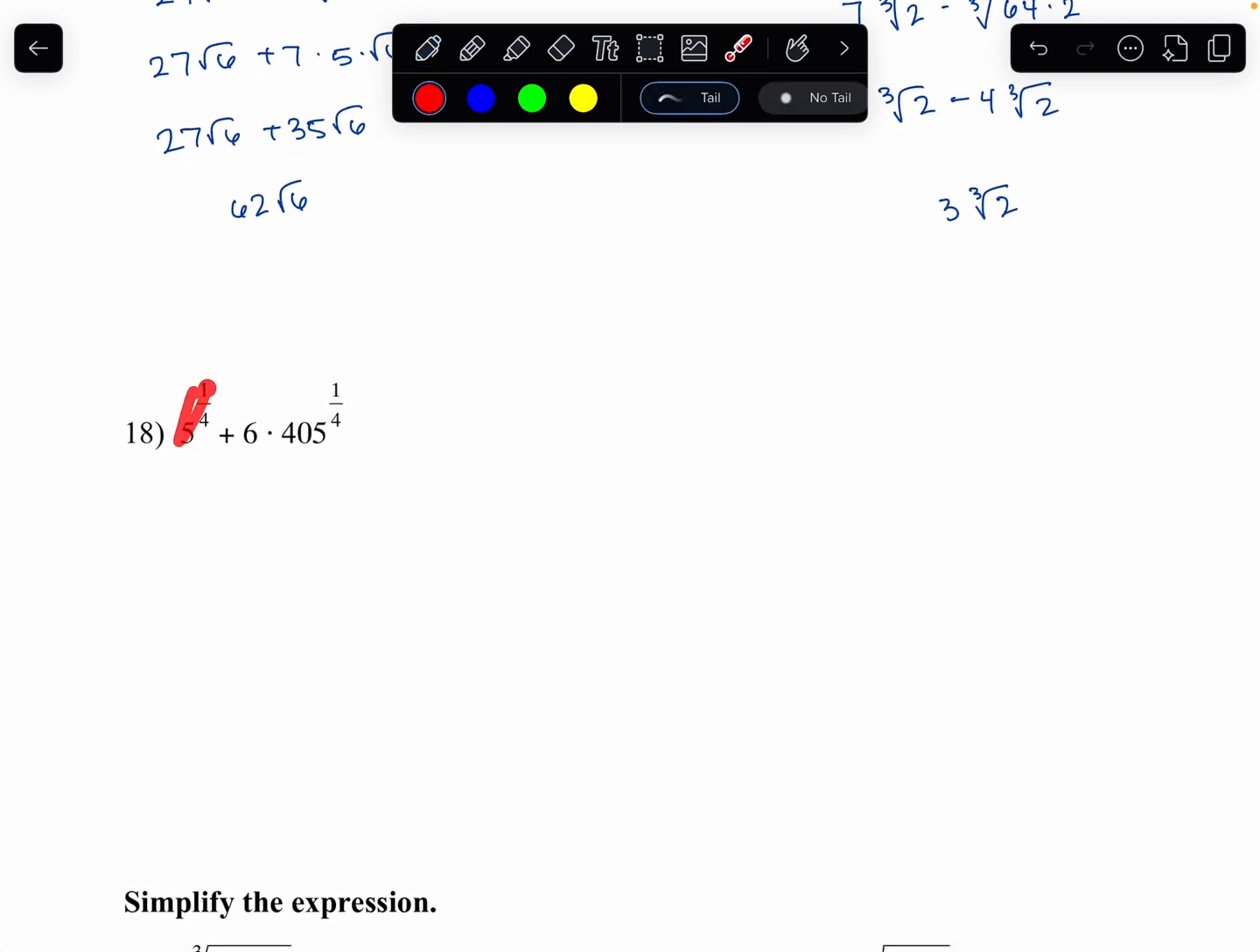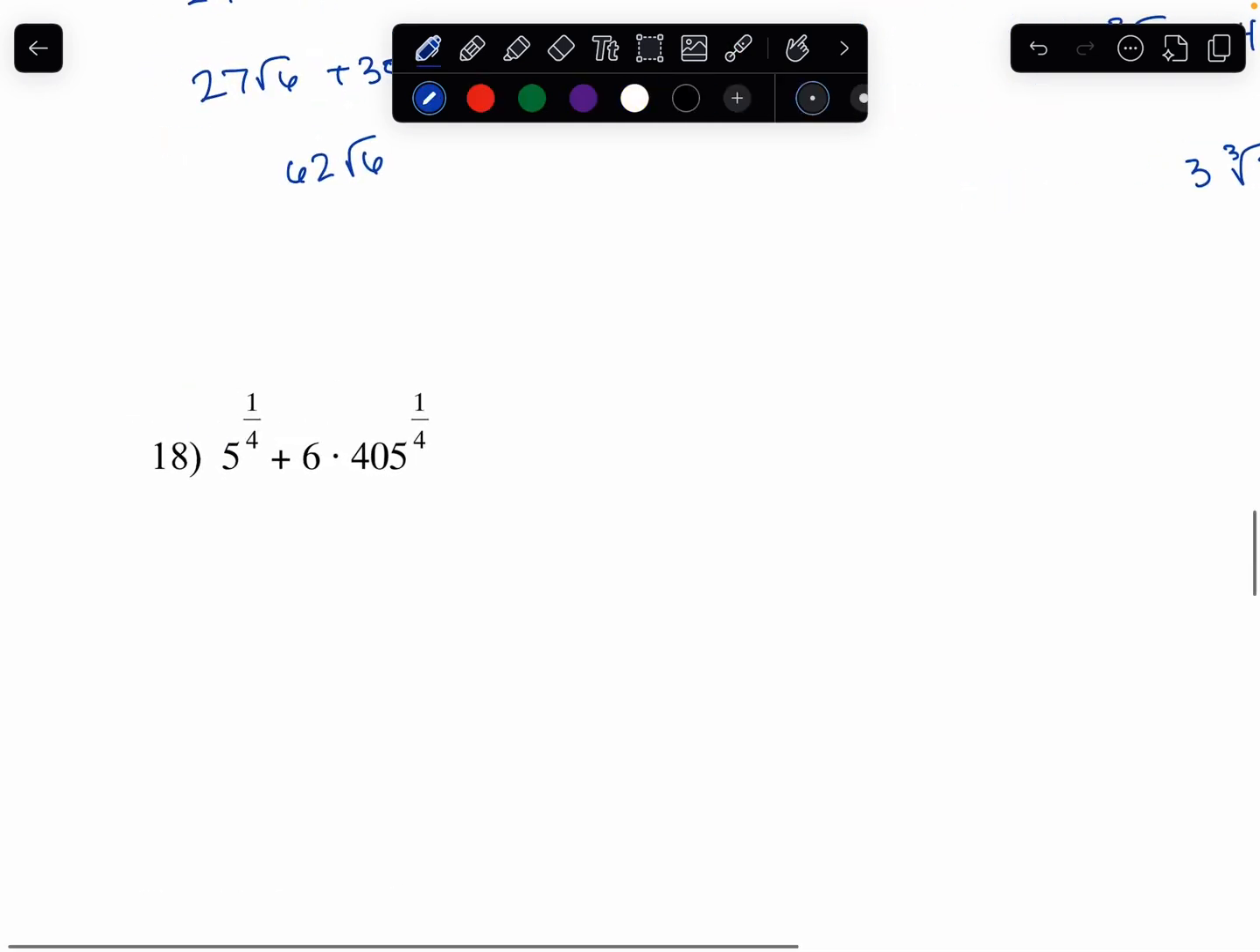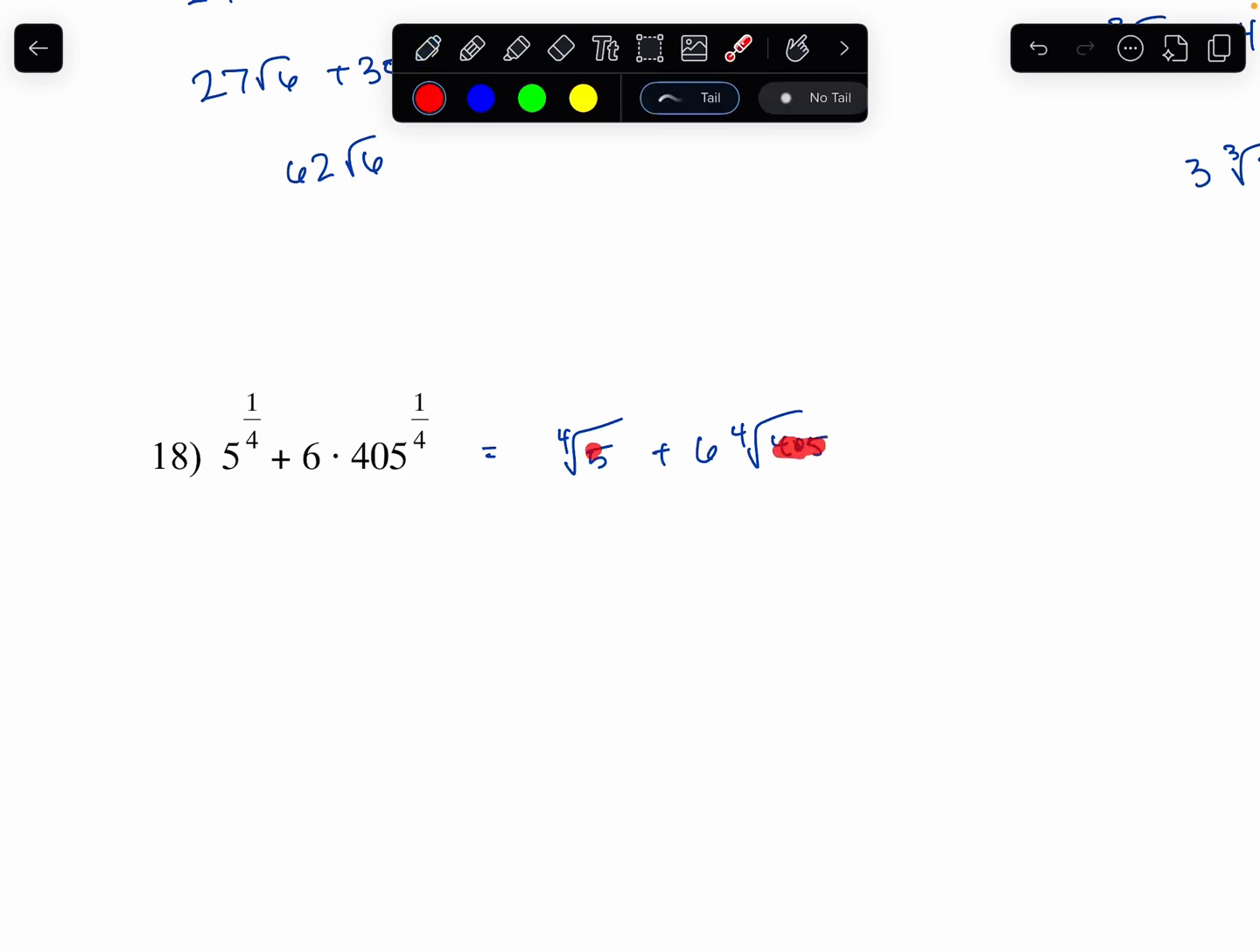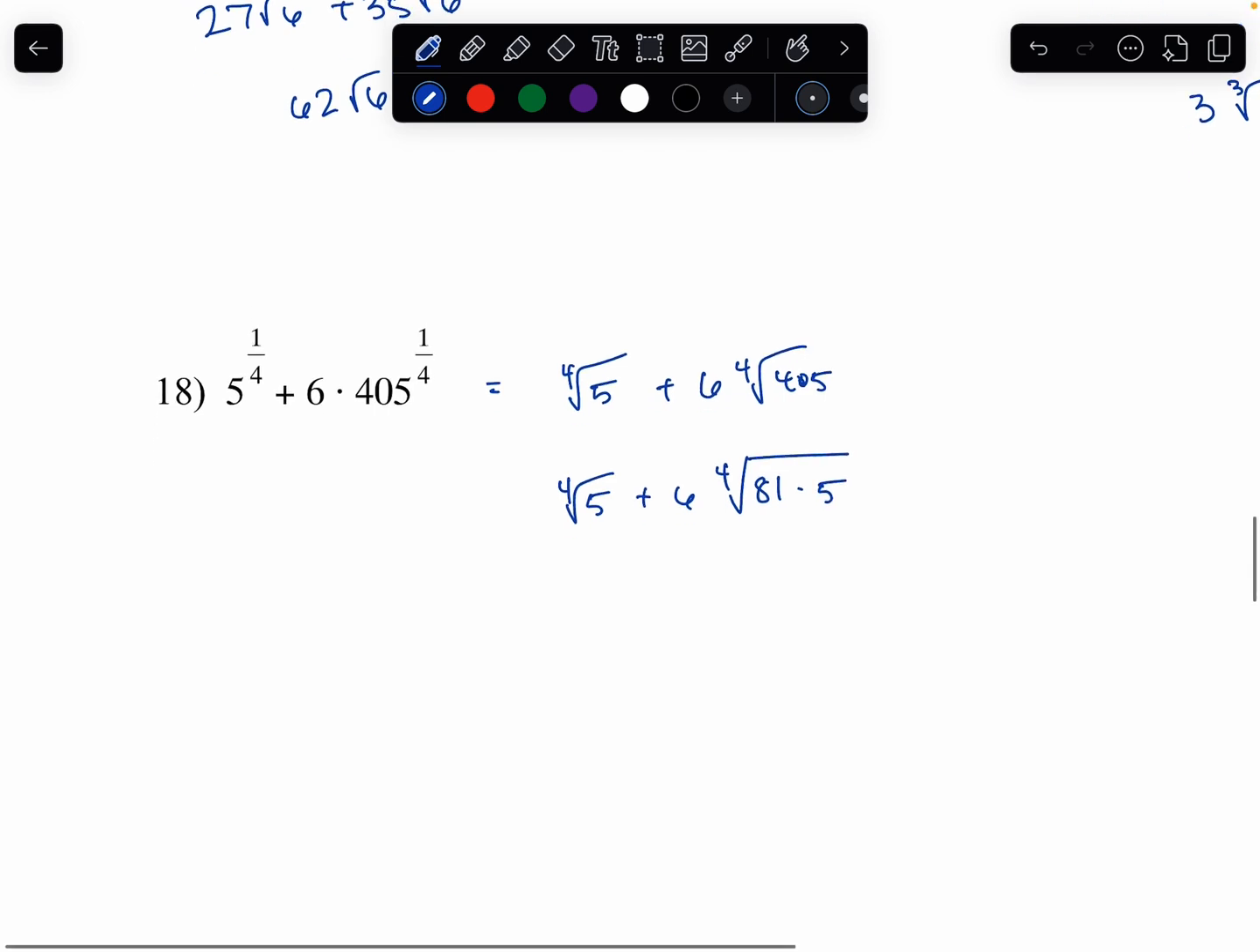Same process here. Remember that 1/4 power is the same thing as 4th root. So 4th root of 5 plus 6, 4th root of 405. And I'm trying to combine them, so I want the radicands to be the same. So 405 is divisible by 5. It's 81. So I have the 4th root of 5 plus 6, 4th root of 81 times 5. And the 4th root of 81 is 3.